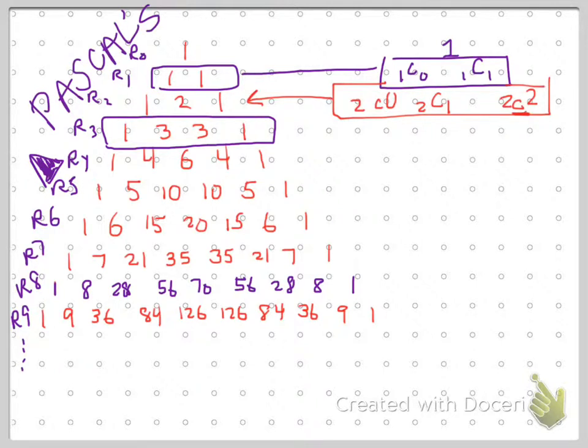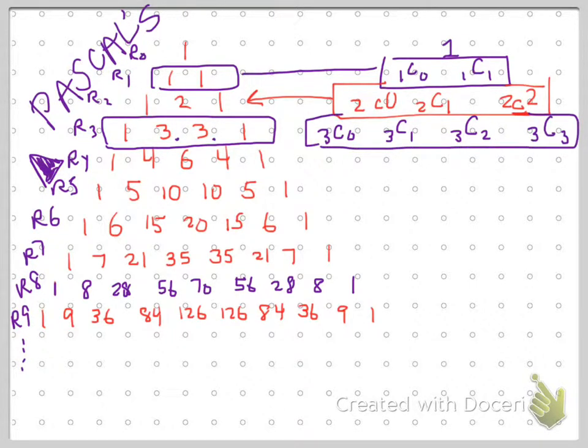Now let's look at row 3. Row 3 is generated from the values of 3 choose 0, which is 1. The next number in the row is 3 choose 1. Notice that I'm increasing the number that I'm choosing. The next number after that is 3 choose 2. Both 3 choose 1 and 3 choose 2 have a value of 3. And the last number is 3 choose 3. So there are our values in row 3. So in row 3, it's always 3 choose something out of 3.